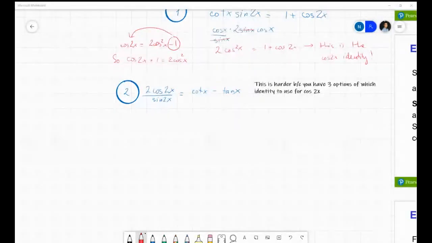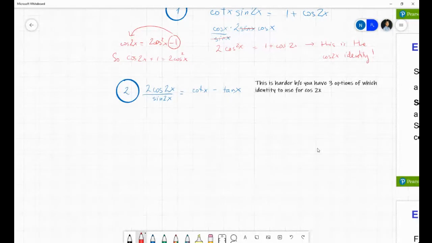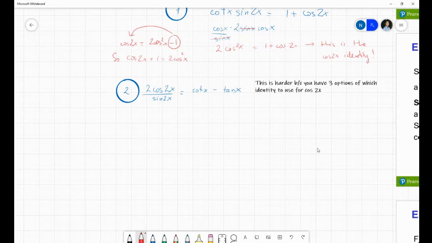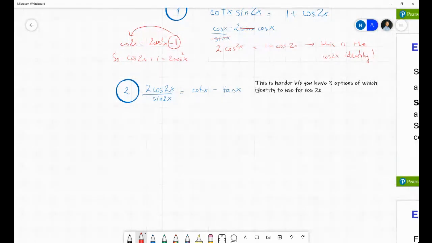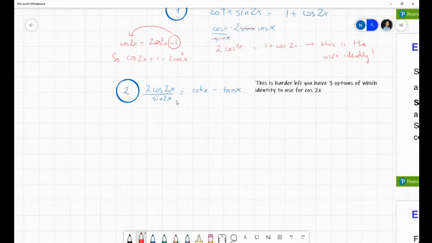So the second one is harder because now you have options. Like which one do you want to use? The idea here is I want to be able to use it so that I can expand it to get two terms that equal cotangent and tangent. You can get lucky and just pick one and do it, and then expand and see what you get. But as you do more and more, you're going to have some kind of intuition in order to do it. So there's more than one way to do this. I'll give you guys a chance to try it before I show you.